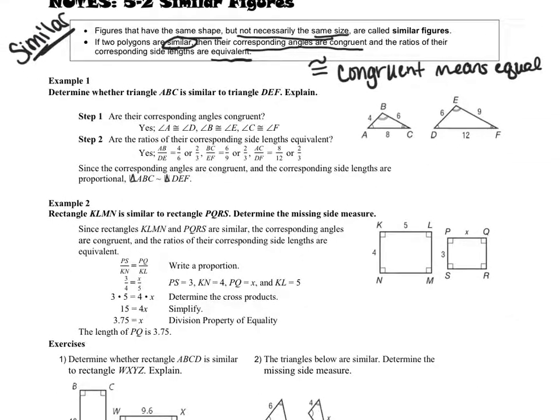Okay, so are the corresponding angles congruent? So we're looking at corresponding. When we talk about these triangles, they give us an order. When they give us an order like that, they're telling us something by the way they write the letters. They're telling us that angle A and angle D are in the same position. Does that make sense? They're both first.